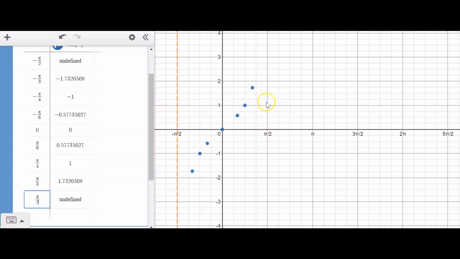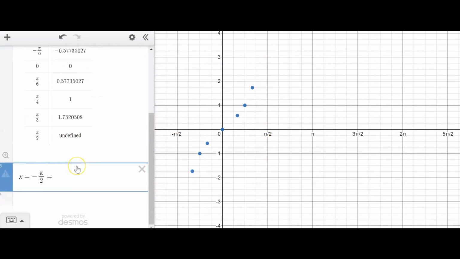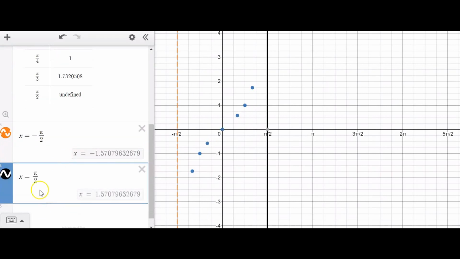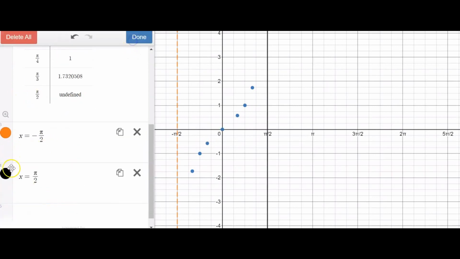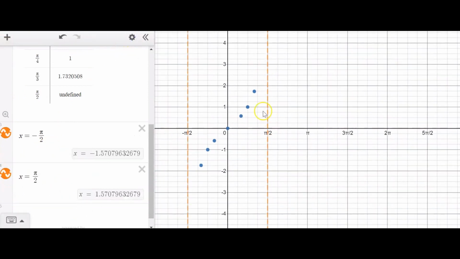And we know that at pi over 2 it is undefined. Therefore, we have another vertical asymptote at pi over 2. So I wonder if I can put in here equals pi over 2. Nope, not going to let me do that. I'm going to have to do a brand new one. So now I have to do x equals pi over 2. And I need to modify that. I'll make it orange again, and I'll make it dashed. There we go. And so now we have another vertical asymptote, okay?